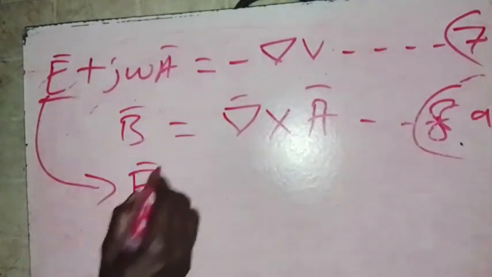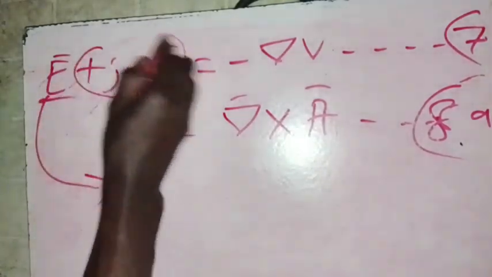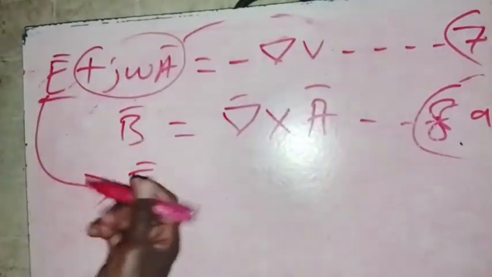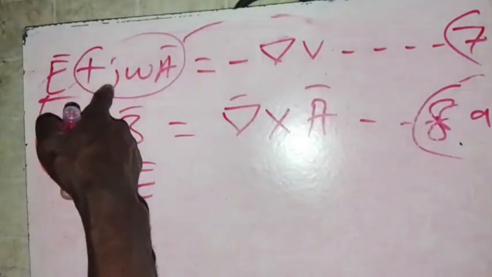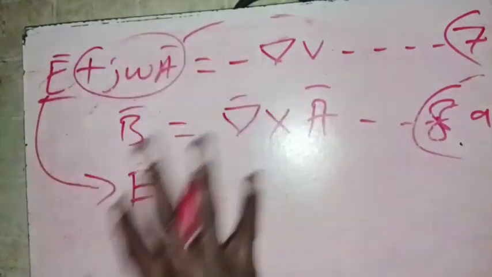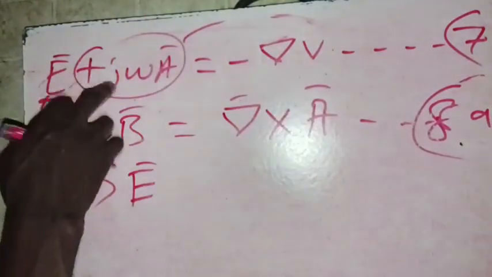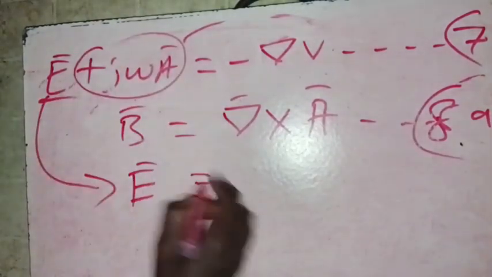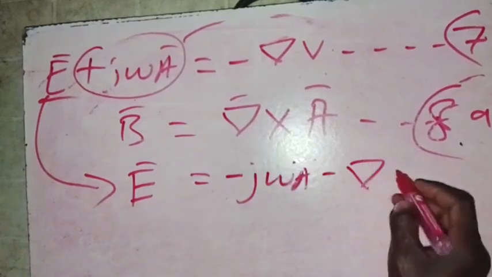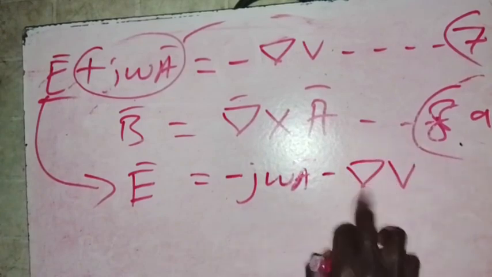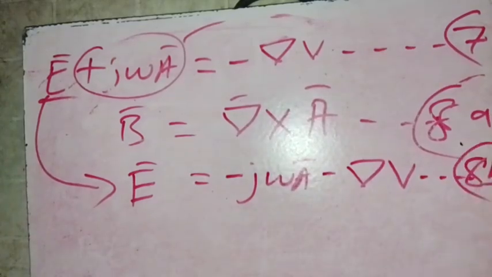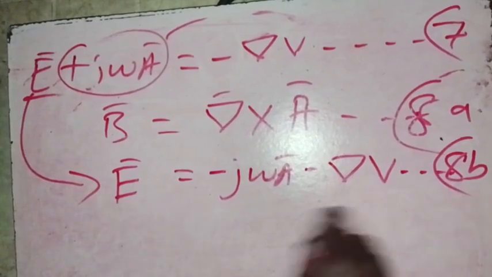This same equation, but these other terms were moved to the other side. Of course, for simplicity, we just say it is moved and the sign changed to negative, but we know what's happening mathematically: subtract this from both sides. So what we now have is minus j omega A and then minus the gradient of the scalar field, to give us equation 8b. So this is where we are now.